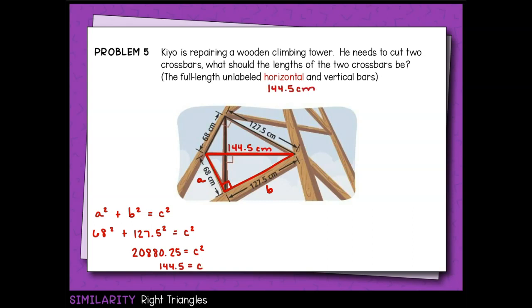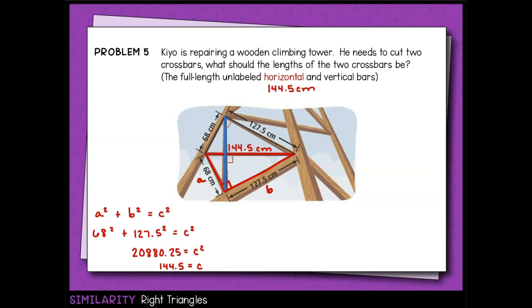All right, I just used a calculator to find 68 squared plus 127.5 squared, and that equals the hypotenuse squared. That came out to be 20,880.25. I take the square root of that value and I have just C instead of C squared, and that comes out to be 144.5 centimeters. So now I have the horizontal crossbar. All that's left to solve for is that vertical crossbar, which is going to go from the very top of the shape down to the bottom.